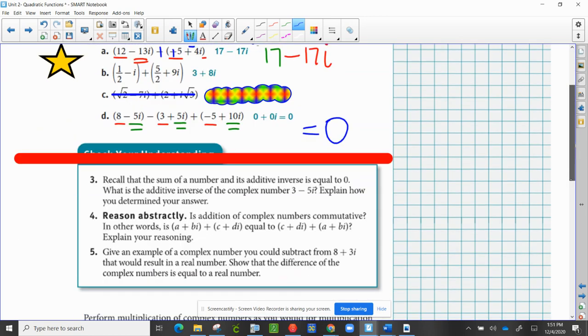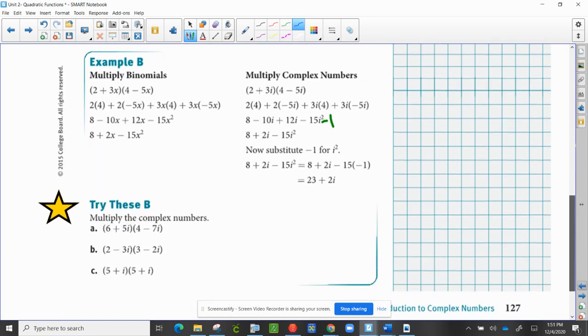Okay, we're going to skip now down to multiplication. Let's look at these rules right here. For multiplying complex numbers, it's the same thing as when we multiply binomials. So for these problems, we're going to do the same exact thing. We're going to double distribute or FOIL as we know it.